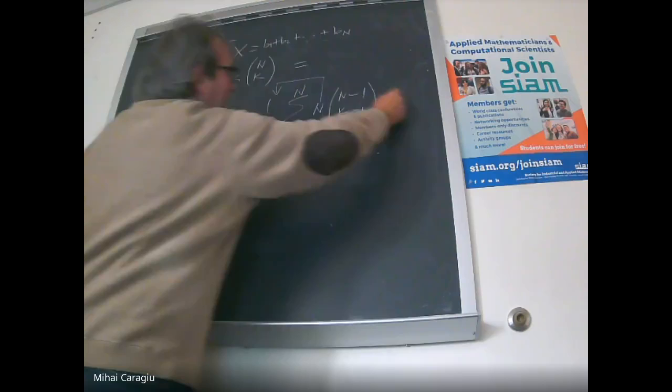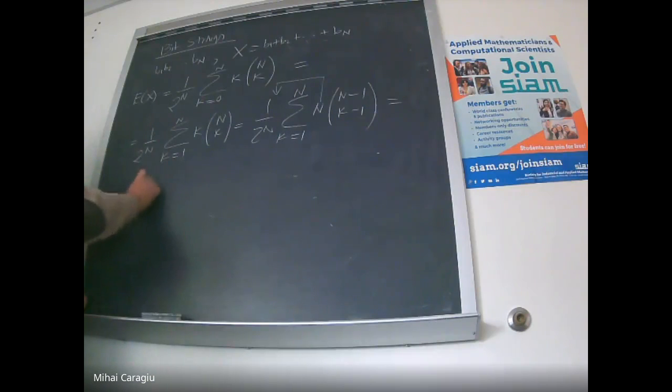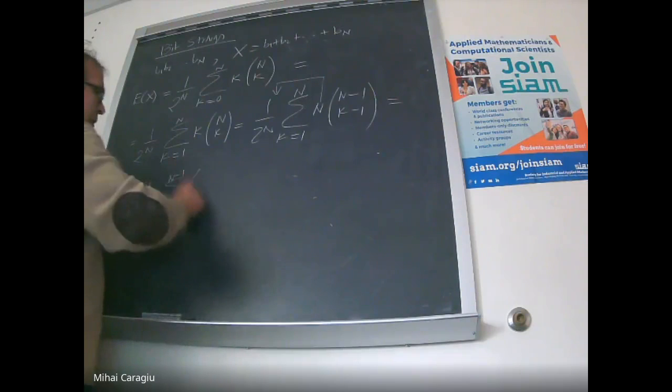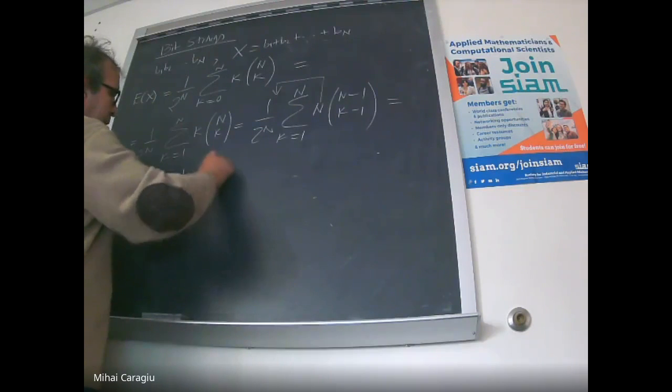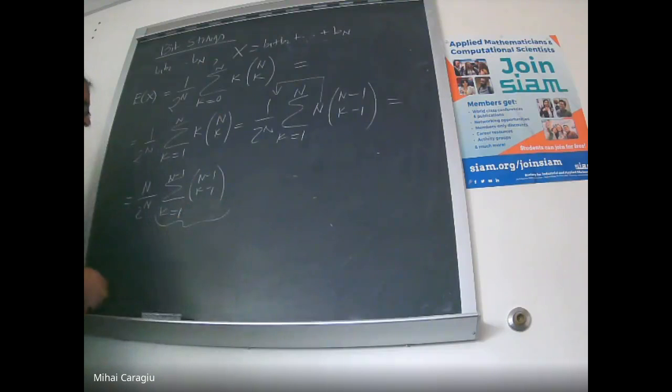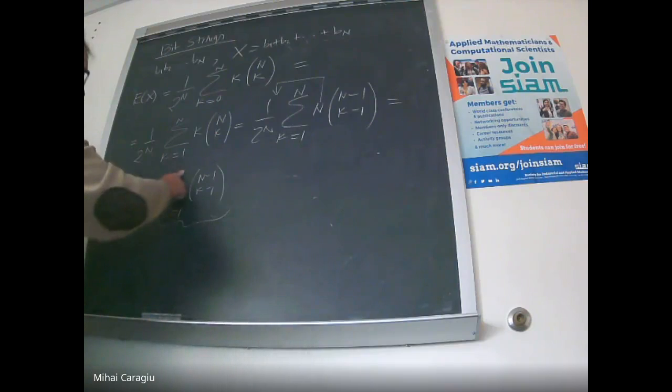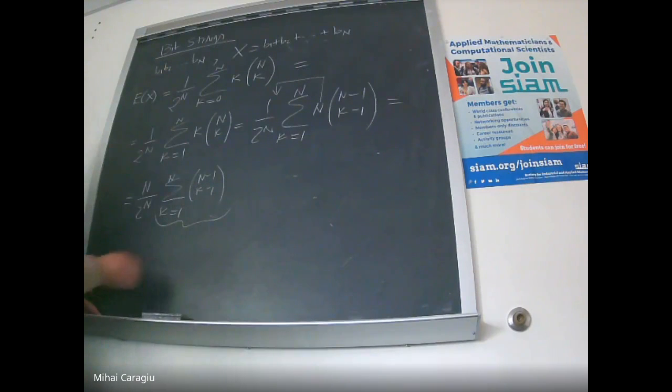So this equals n over 2 to the power n, summation from k equals 1 up to n minus 1 of n minus 1 choose k minus 1. And this is the sum of all binomial coefficients of n minus 1. So n minus 1 choose 0, k starts from 1, plus n minus 1 choose 1, all the way through n minus 1 choose n minus 1. The sum of all binomial coefficients is 2 to the power n minus 1.